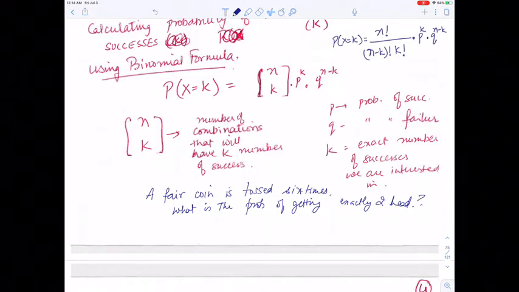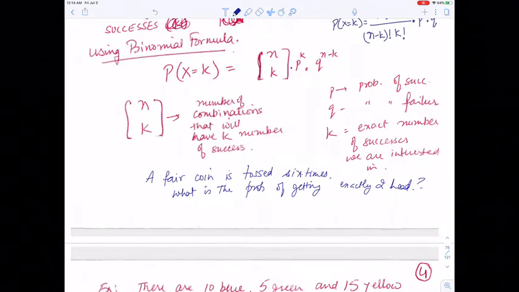First of all, you can see that this variable x follows binomial distribution. So x follows binomial distribution with n is 6 times, and probability of success, because it's a fair coin, so probability of head is 0.5, so p is 0.5. Now the question is asked, what is the probability that we get exactly 2 heads? So x is equal to 2. This is what we want to find out.